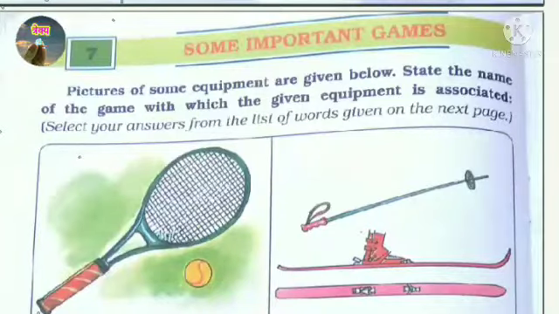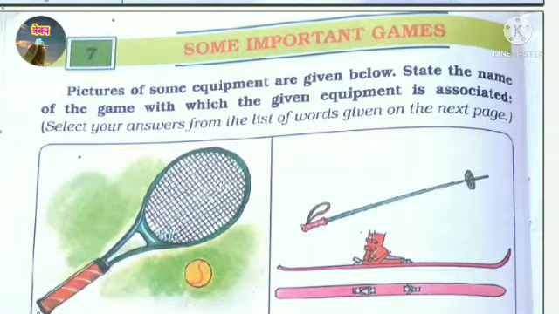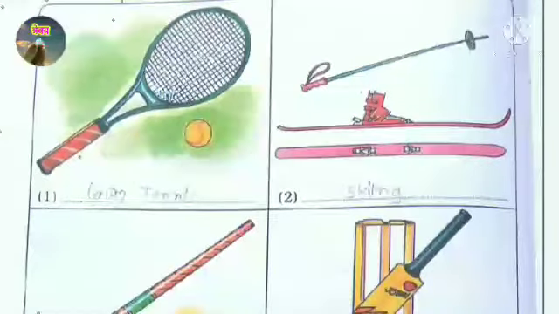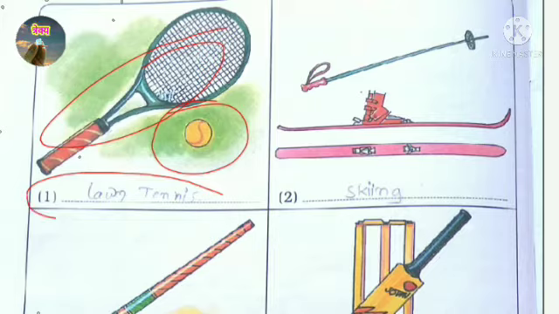The next set is set number 7, some important games. Now some sport equipment are given and you want to find out the correct name of the game for each. Pictures of some equipment are given below. State the name of the game with which the equipment is associated. First picture: you will understand well, this is a tennis racket and this is a tennis ball. So this game is lawn tennis.